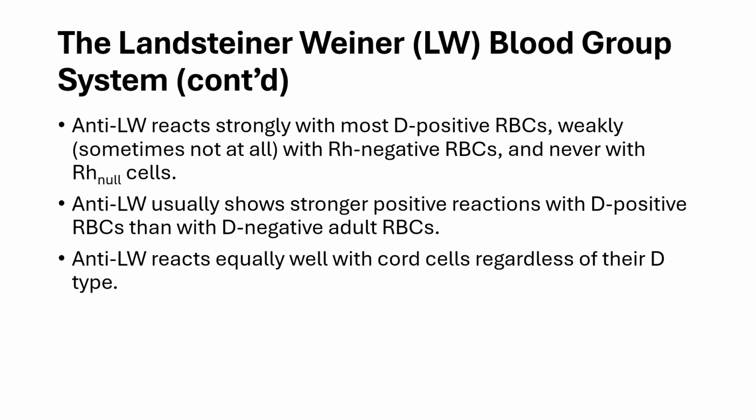So anti-Landsteiner-Wiener reacts strongly with most D-positive red blood cells. It reacts weakly or sometimes not at all with the Rh-negative red blood cells. It never reacts with the Rh null cells and usually will show stronger positive reactions with D-positive red blood cells compared to D-negative adult red blood cells. These react equally well with cord cells regardless of their D-type.